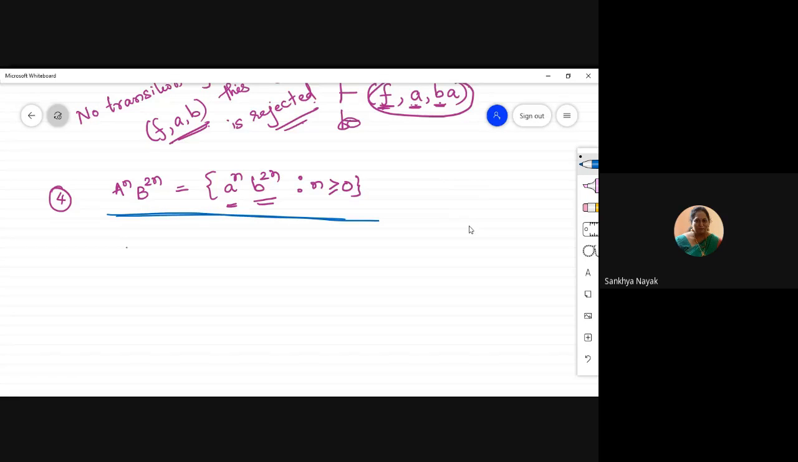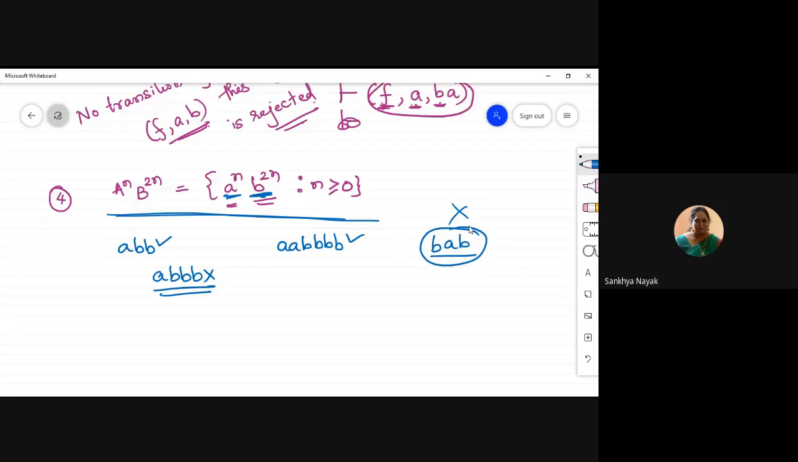So for example, ABB should be accepted. AABBBB should be accepted. What about BAB? Here also we have twice B compared to A, but this is not correct because first A and then B. First A and then B. So this should be rejected. Similarly, this doesn't follow the rule, should be rejected. If I have epsilon, then it should be accepted because nothing should be accepted. Okay. I hope this is clear.